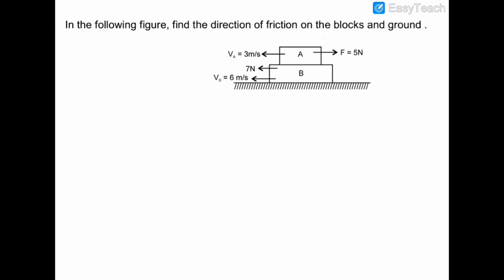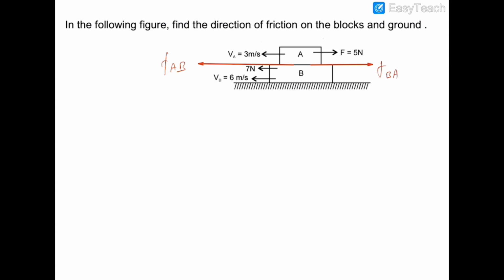Therefore the friction acting on A due to B, FA due to B, will be in the forward direction, left hand side. Now as B is moving faster in left hand side, the relative velocity of B with respect to A will be in left hand side, and therefore the friction acting on B due to A will be towards right hand side in the backward direction. This is friction acting on B due to A.